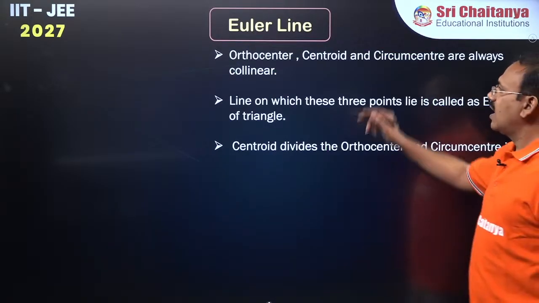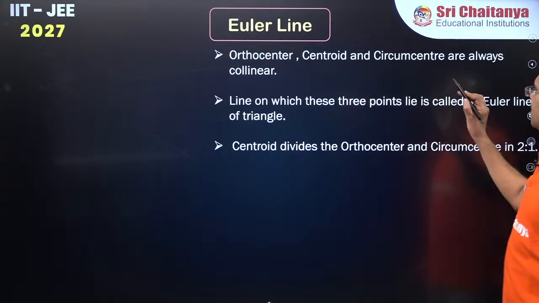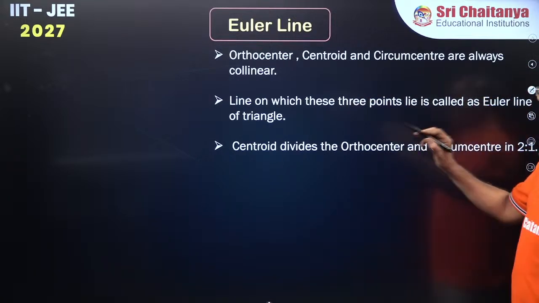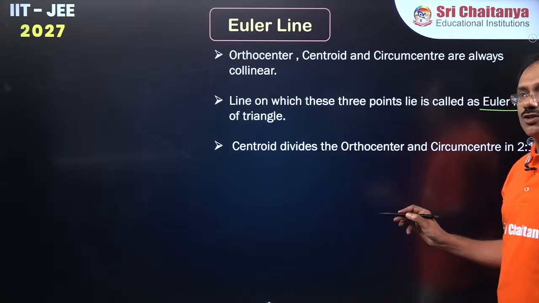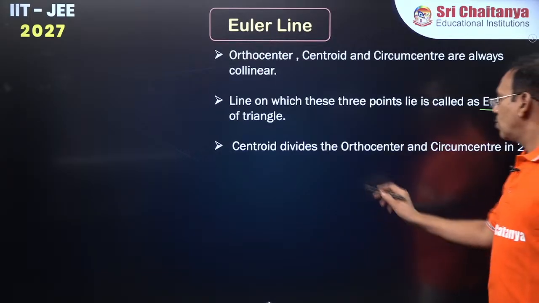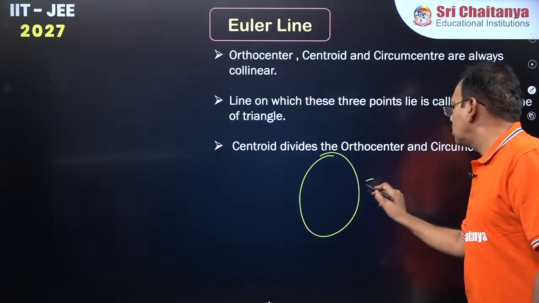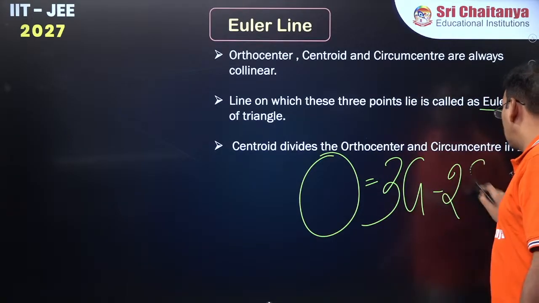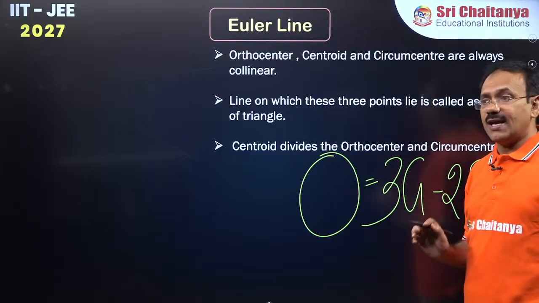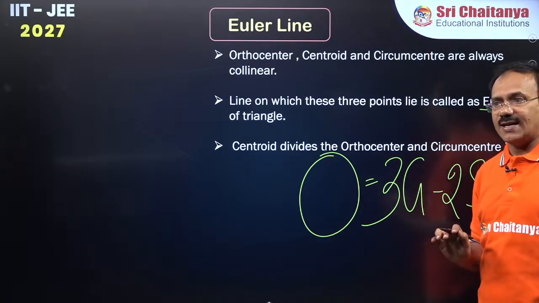So dear students, the orthocenter, centroid and circumcenter are always collinear. The line is called the Euler line, and G divides OS in the ratio 2:1 always. So O is equal to 3G minus 2S. This is an important takeaway from today's class. Guys, clear?